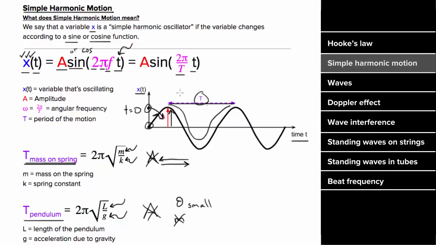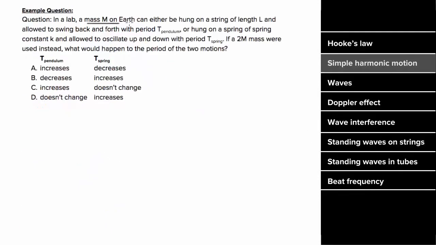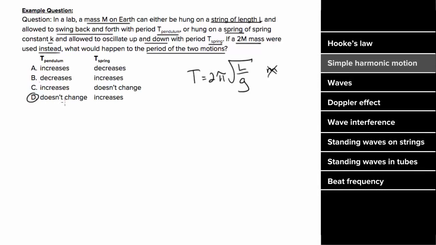So what does an example problem involving simple harmonic motion look like? Let's say in a lab, a mass m on Earth can either be hung on a string of length L and allowed to swing back and forth with a period T pendulum, or hung on a spring of spring constant k and allowed to oscillate up and down with a period T spring. If a 2m mass were used instead of the m mass, what would happen to the period of the two motions? Well, the period of a pendulum doesn't depend on the mass, and so the period of the pendulum would not change. The answer would have to be D.